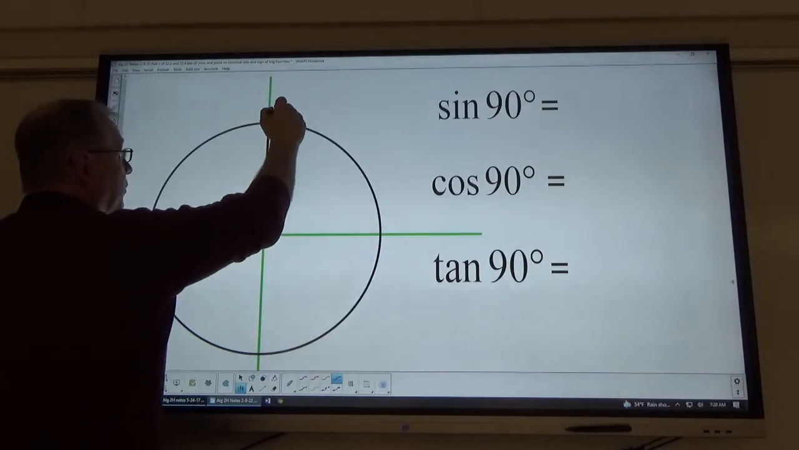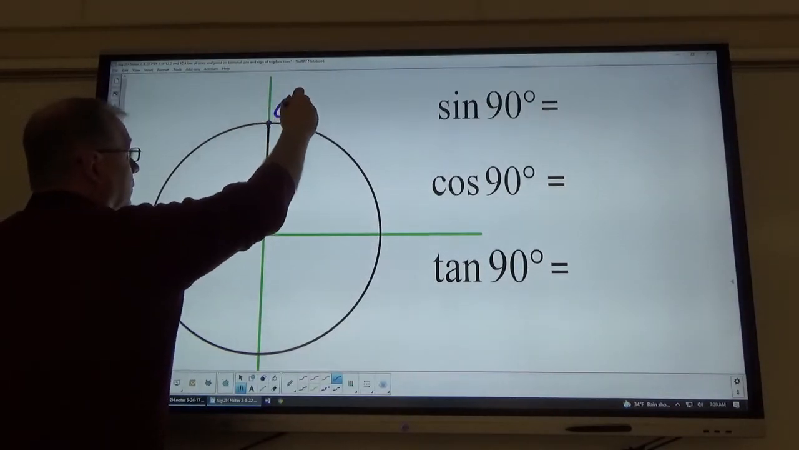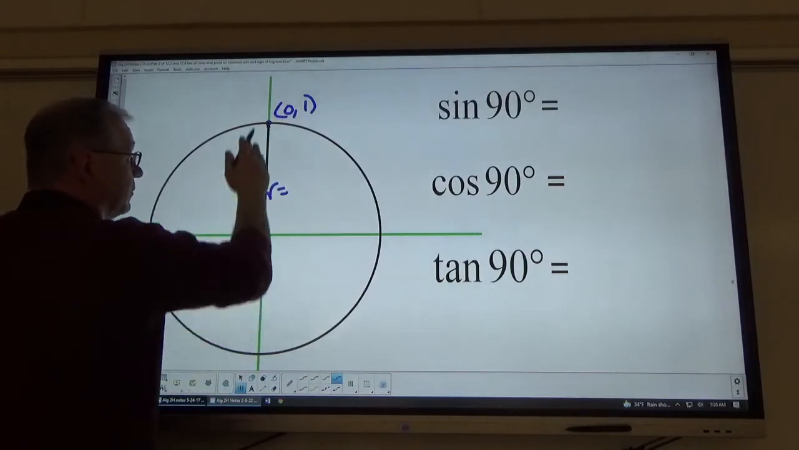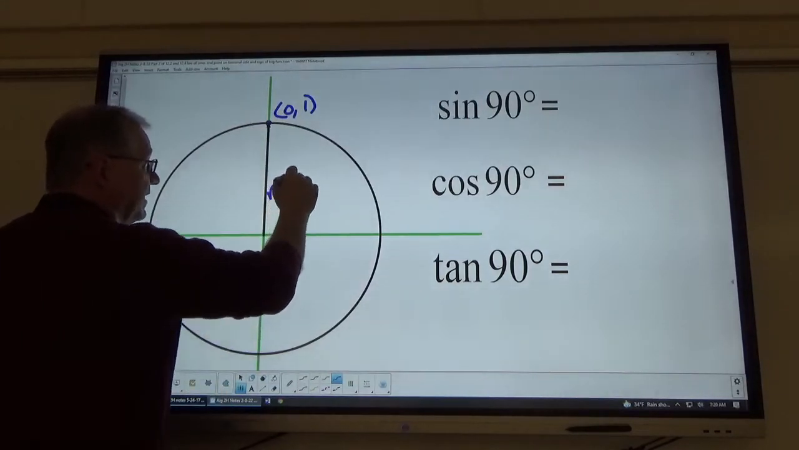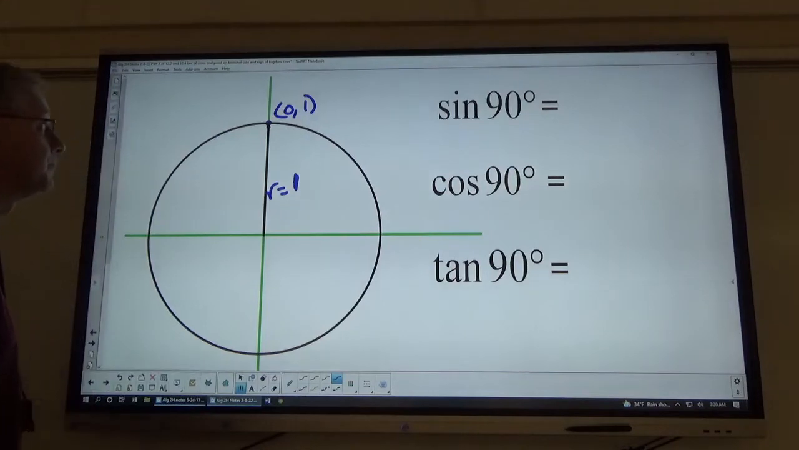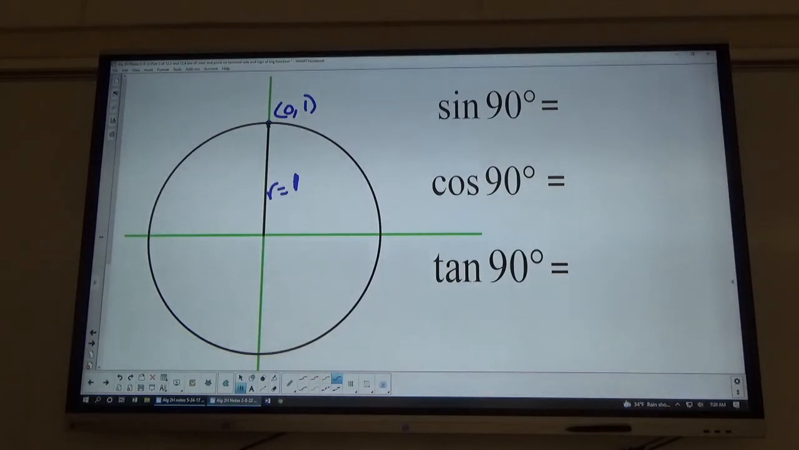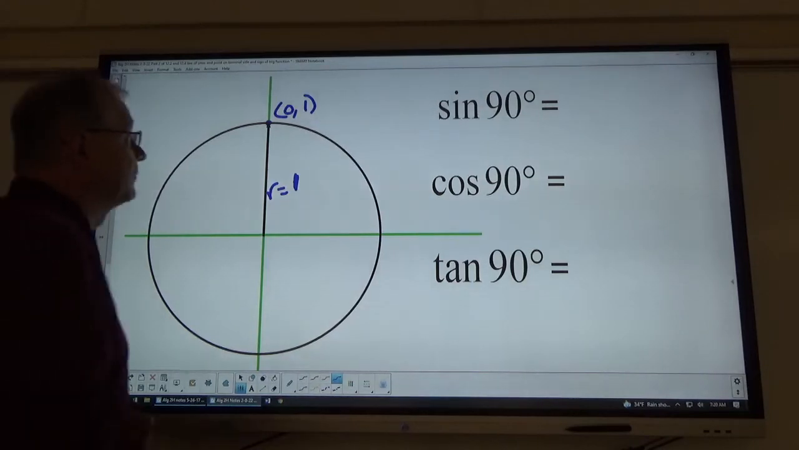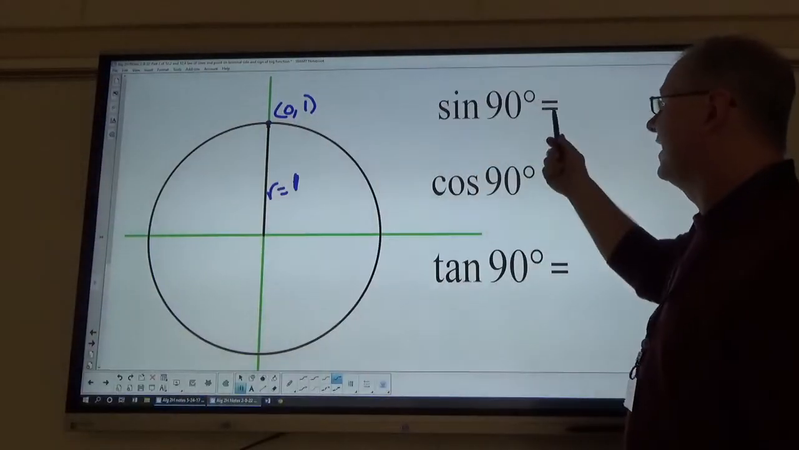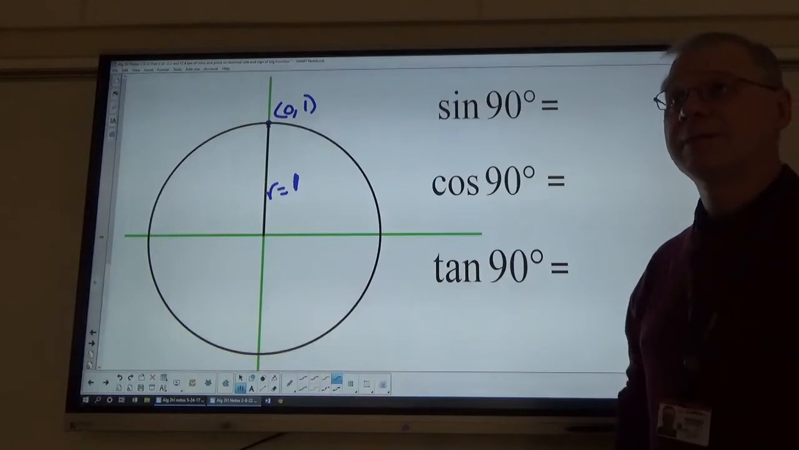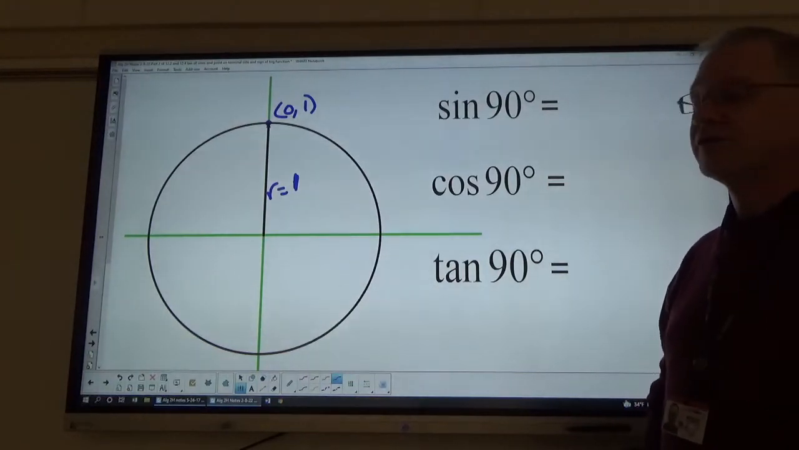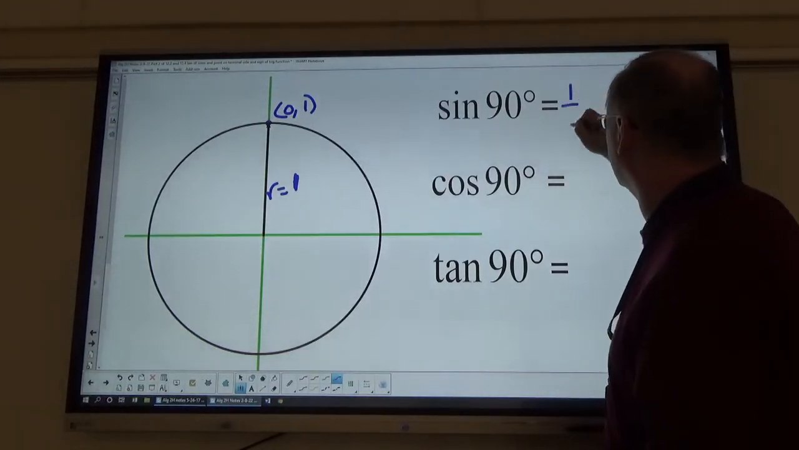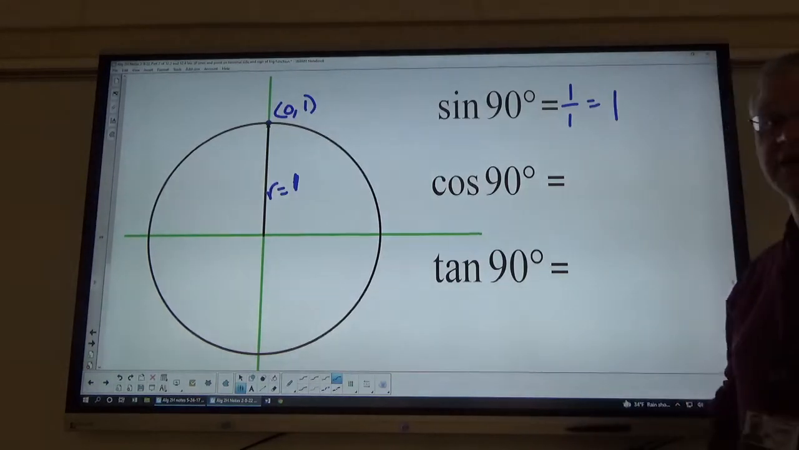Let's say this is the point 0, 1. Left to right, 0, up 1. So that makes my radius 1. And now I've got x, y, and r. And now I can do opposite and adjacent, hypotenuse all together. Remember, we said that sine is opposite, y over r. So that's 1 over 1, or 1. So sine of 90 is 1.